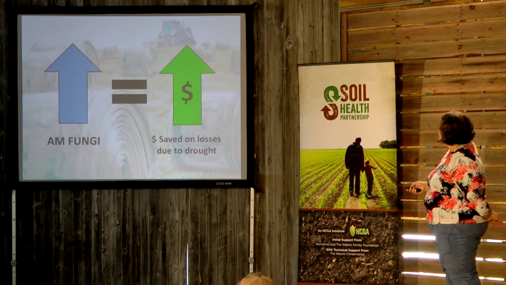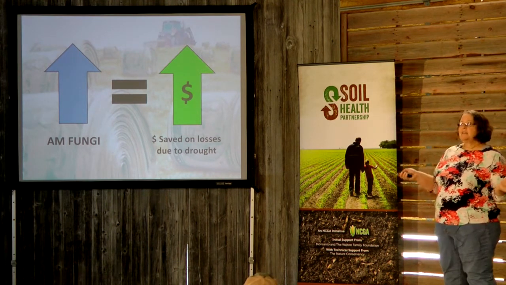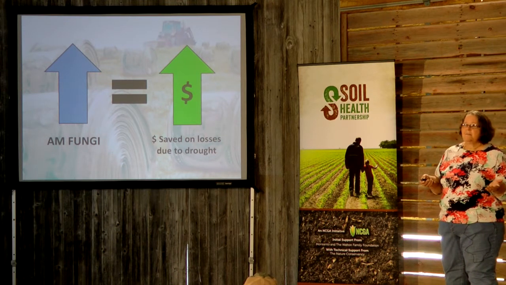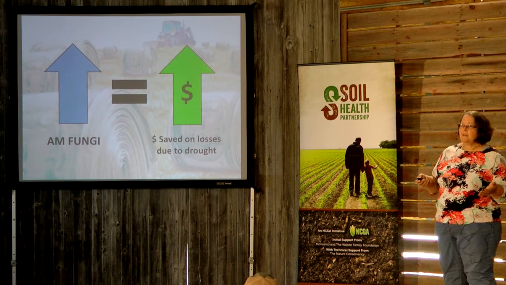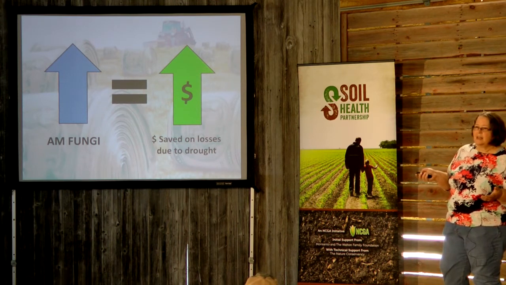So AM fungi save money on losses due to drought. I suspect these varieties of corn that they're breeding now, the ones that are drought tolerant, they're probably increasing the symbiosis or maintaining the symbiosis. And we are seeing, in all my years of study, I never saw corn that was non-mycorrhizal. We are now seeing non-mycorrhizal corn being released.